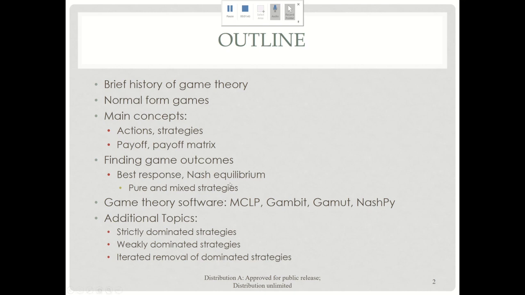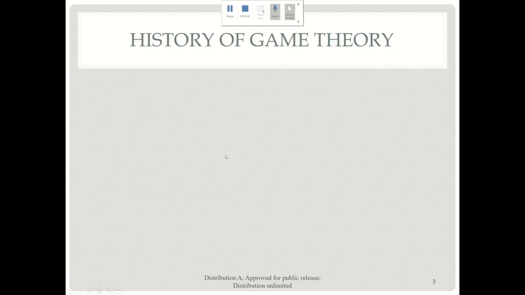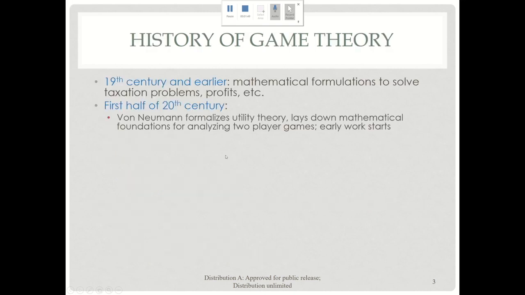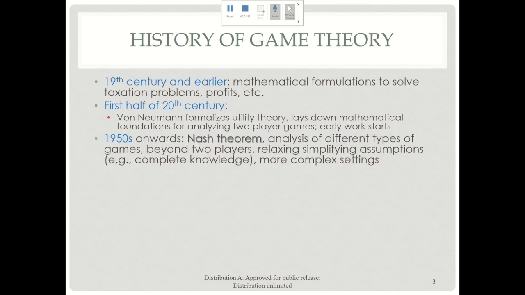So I'll wrap this introductory discussion up with a brief history of game theory. The field of game theory has been in existence with the name game theory for about a century now. Von Neumann first did some work on the topic of utility theory. It laid down the foundations of math for analyzing 2-player games. That's when the work on game theory started.